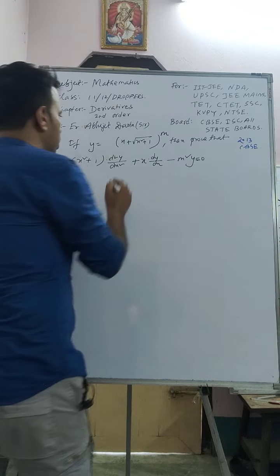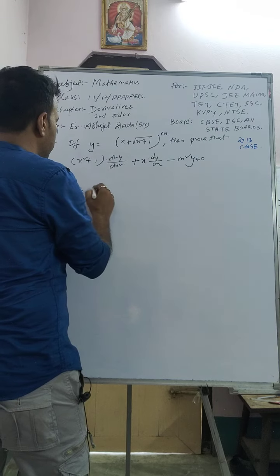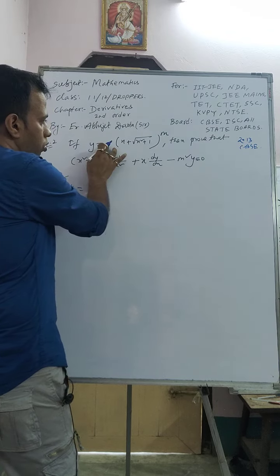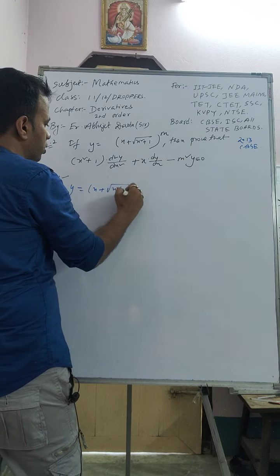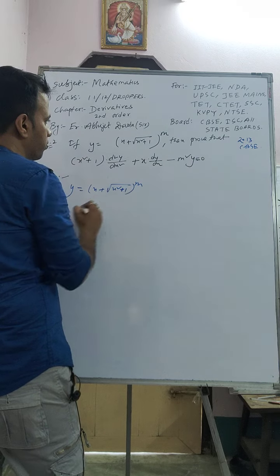So there is a mistake. There is no log here. Here will be this part. There is no log here. Okay, so I take again y equals root over of x square plus 1 all to the power m.